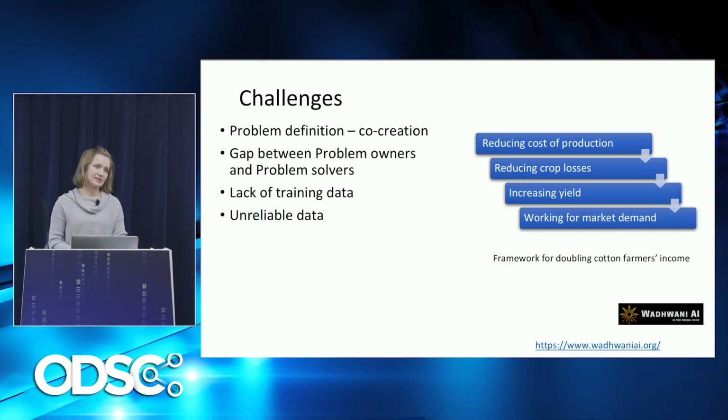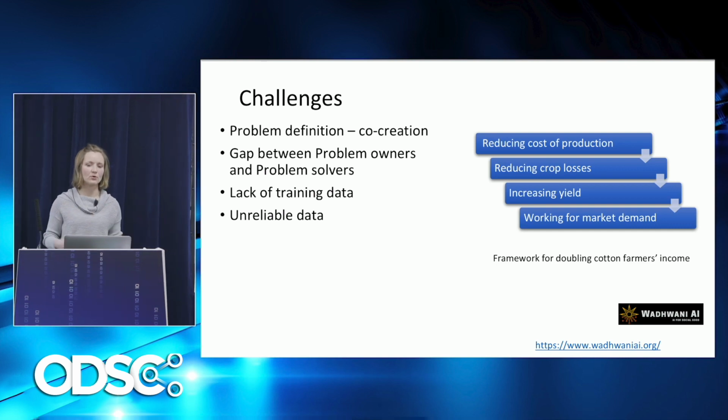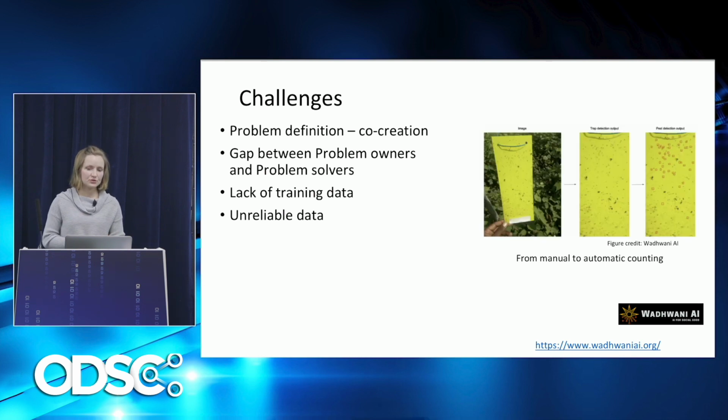So they went to policymakers and asked where they can help. The policymakers have a whole framework for how they can increase the income of farmers. It's also in India that mostly small farms produce all the crop yield. And the policymaker says that the first thing where you can help is reducing the crop losses. And in order to reduce the crop losses, we need to detect when there is a crop disease.